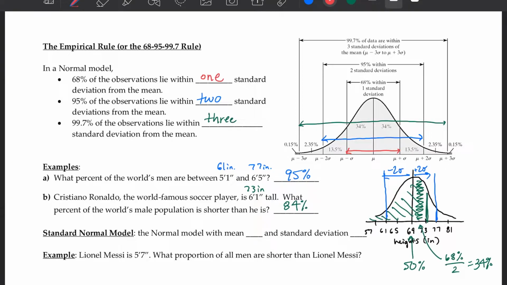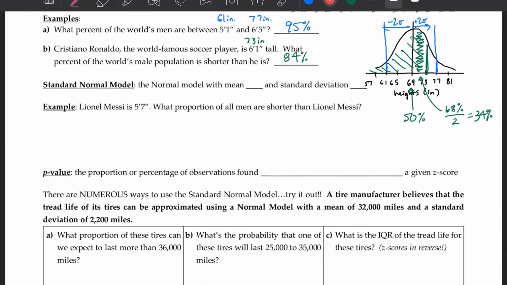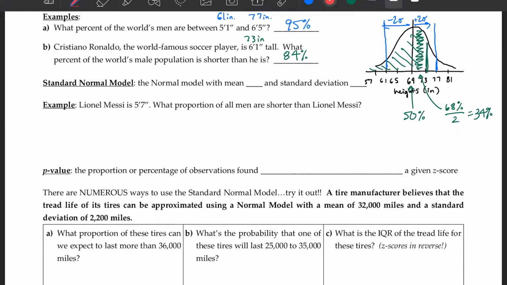Because what we can do with all of our normal stuff is we can actually transform this to create something known as the standard normal model. A standard normal model has been transformed by subtracting the mean, so that it is centered at 0, and then divided by the standard deviation of the whole population, so that we have a standard deviation of 1. So we have a mean of 0 and a standard deviation of 1.